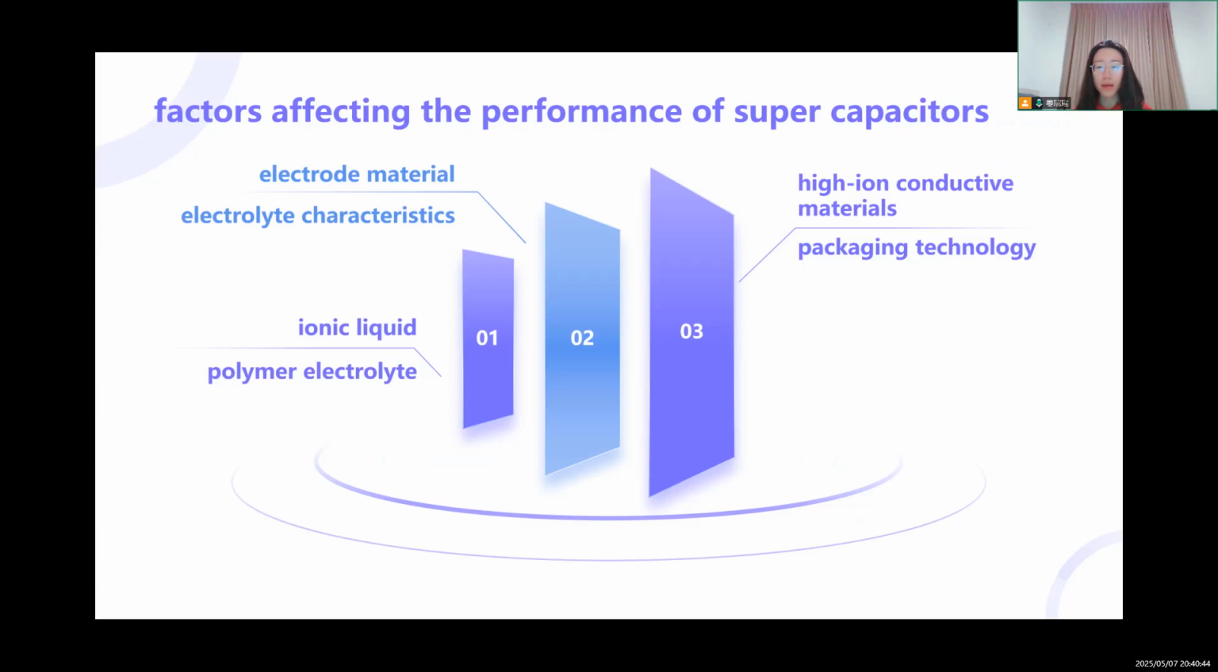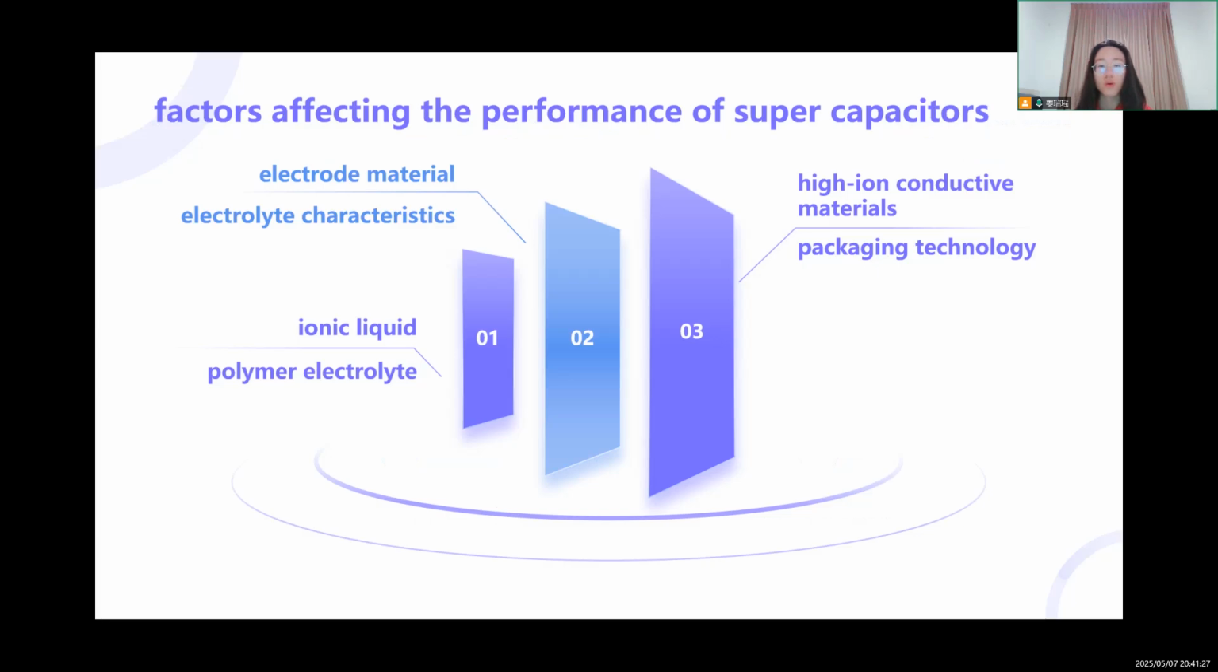And then I will talk about the factors affecting the performance of supercapacitors. First, ionic liquid: high-performance electrolytes, low volatility, and excellent thermal stability. And then polymer electrolytes: flexibility and high stability, for flexible supercapacitors. Second is electrode materials: improvement of ion migration efficiency and optimization of electrolyte design. Examples like beta alumina, and then electrolyte characteristics.